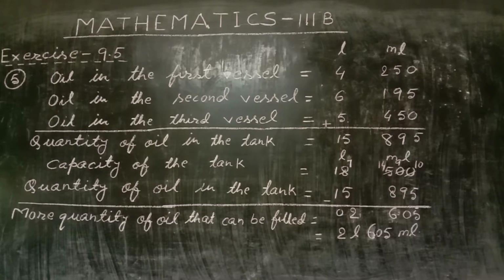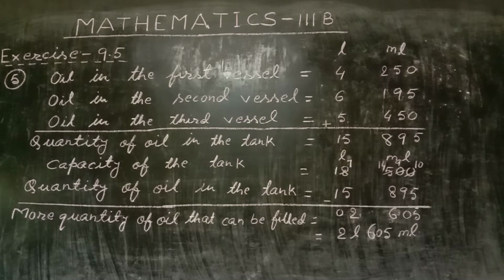This question states that three vessels filled with oil had 4 liter 250 milliliter, 6 liter 195 milliliter, and 5 liter 450 milliliter of oil, respectively. Means there were three vessels in which in the first vessel the quantity of oil is 4 liter 250 milliliter, in the second vessel 6 liter 195 milliliter, and in the third vessel 5 liter 450 milliliter.